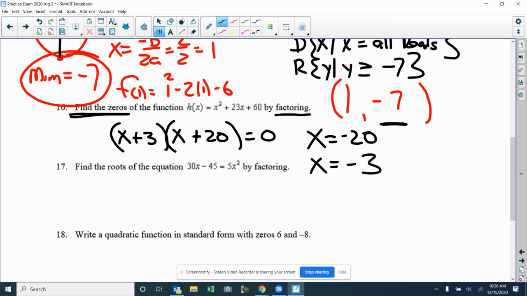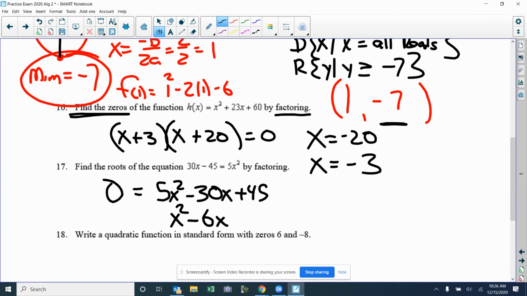All right, number 17, need to get it in standard form, which it is not. So we have 5x squared. I'm going to bring the 30 over, it's going to be minus 30x. Bring the 45, it's going to be plus 45. Set it equal to 0. So we've got to get that other stuff that changes the signs. I'm going to divide everything by 5 now. If I divide everything by 5, I'm going to get x squared minus 6x plus 9 still equal to 0.